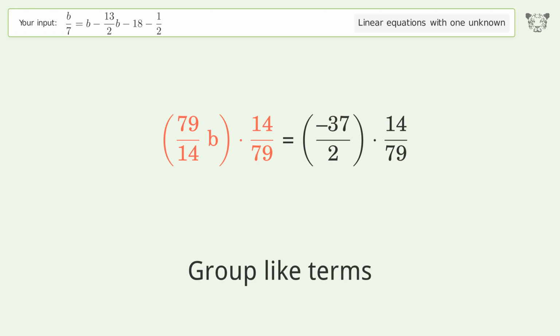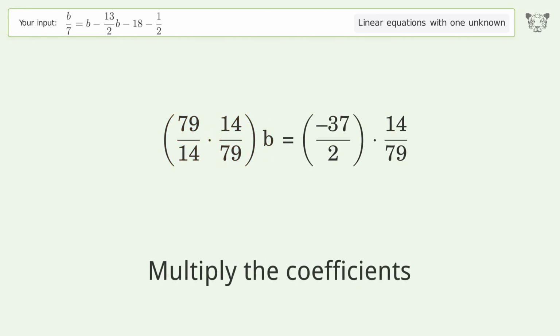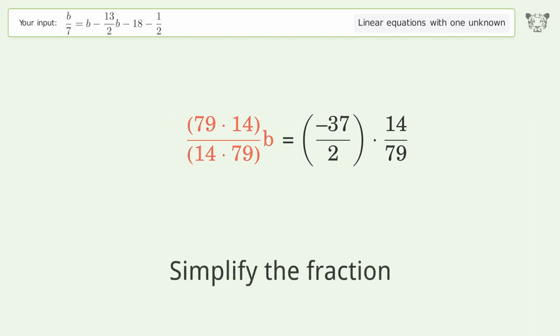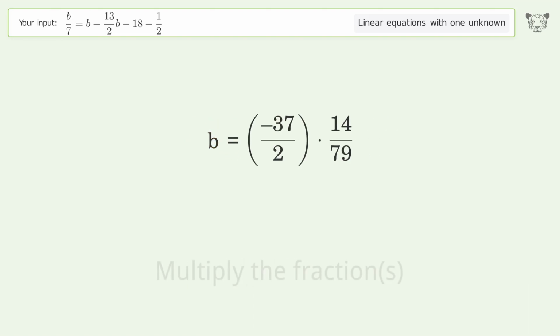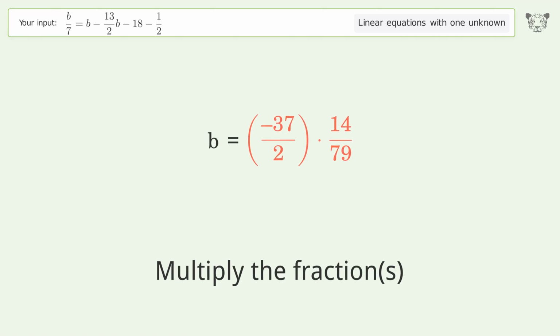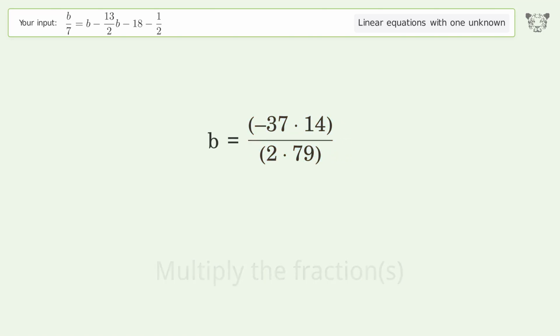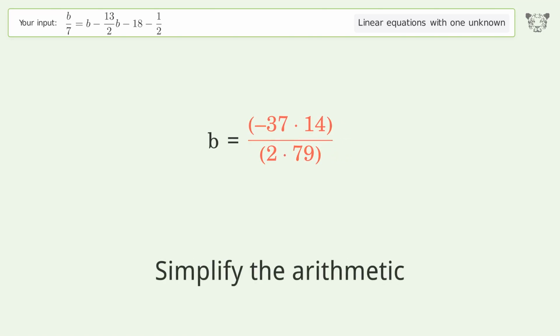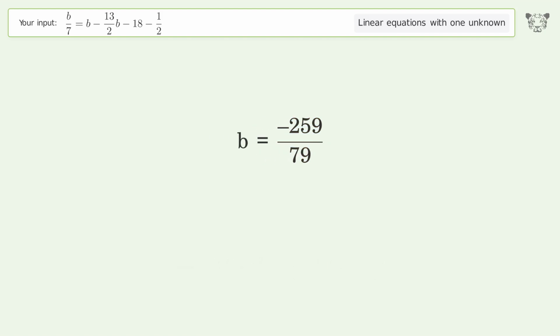Group like terms. Multiply the coefficients. Simplify the fraction. Multiply the fractions. Simplify the arithmetic. And so the final result is b equals negative 259/79.